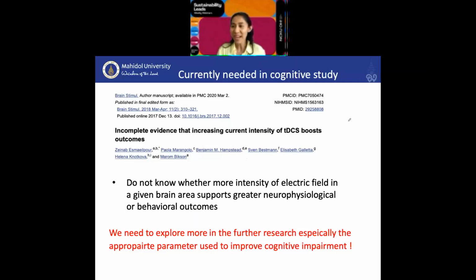So we need to explore more in future research, especially the appropriate parameters used to improve cognitive impairment, which we still don't know yet, which one is better combined with training or not. Most meta-analyses tell us that it's better to use another. But if you remember, a study from the Nitsche lab tells us not to use more than 26 minutes, because after that you probably induce adverse effects, or you can probably reverse the effect.